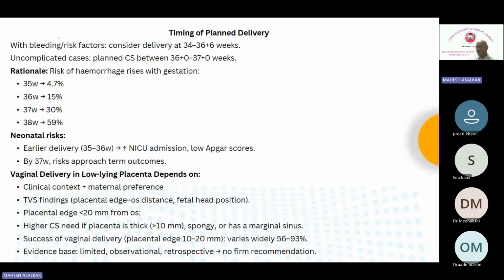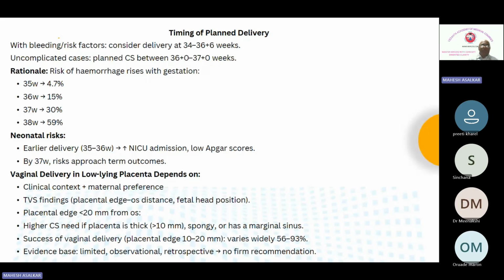So whatever timings of delivery we are discussing, please make a separate chart of it. At the end, we will have all the timings, in which case, what is the timing of delivery. Maybe in twins and all, we'll have all discussion together as the exam will be nearing. But now just start segregating these timings because you get confused during the examination. So placenta previa, recurrent bleeding: 34 to 36.6 weeks. Asymptomatic case: 36 to 37 weeks.